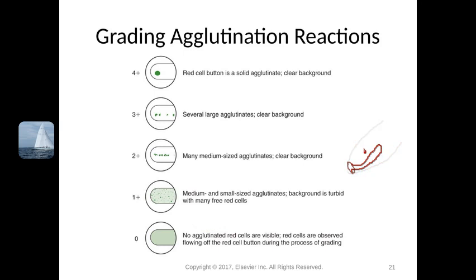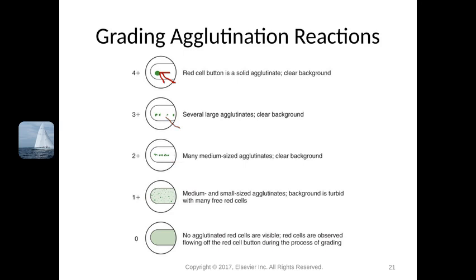We have medium and small sized agglutinates, or chunks, if you will, and the background is turbid with a lot of free cells. 2 plus is you have a lot of medium-sized agglutinates, but the background here is clear. And then 3 plus is you have a couple large agglutinates and again a clear background. And then our 4 plus is a single solid agglutinate. It looks like the cell button, but when you let it go, it kind of flies like a flag, and it comes off the tube bottom.